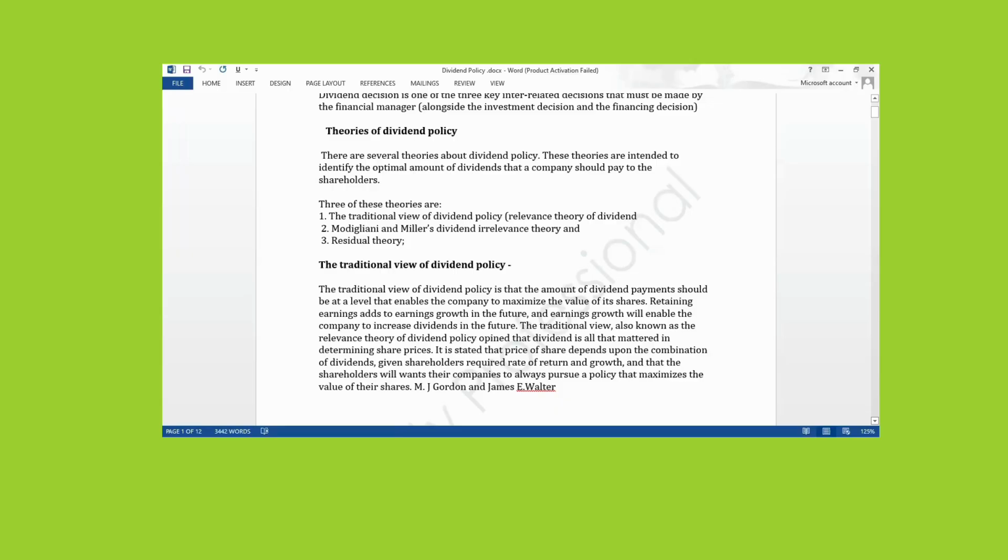By paying dividend to shareholders, that will enhance the company's value. That is the position of the traditional school. They believe that dividend payments will affect value of the company. Hence, a company should pay amount of dividends that maximizes the company's value.